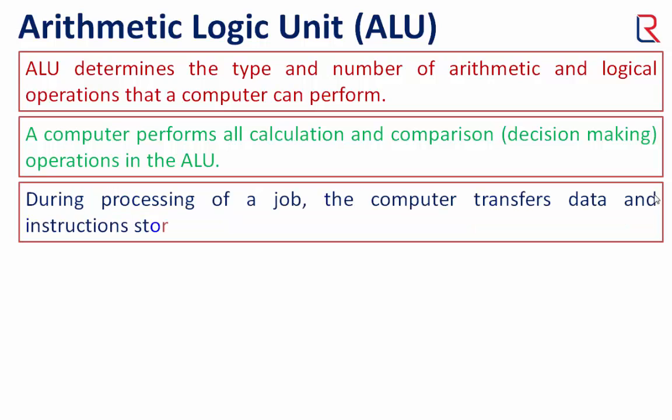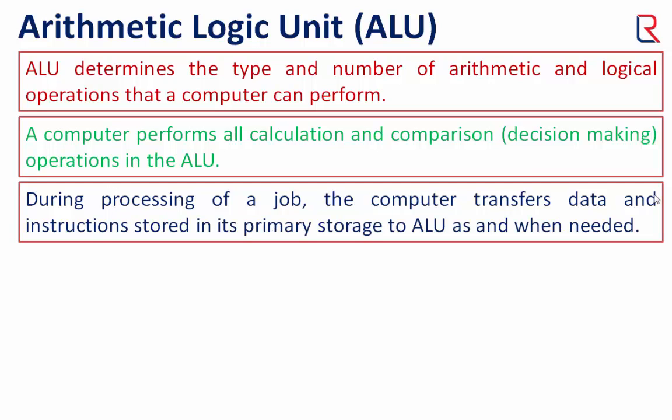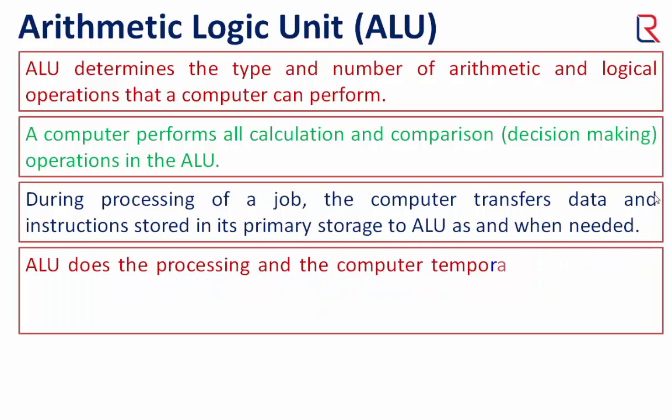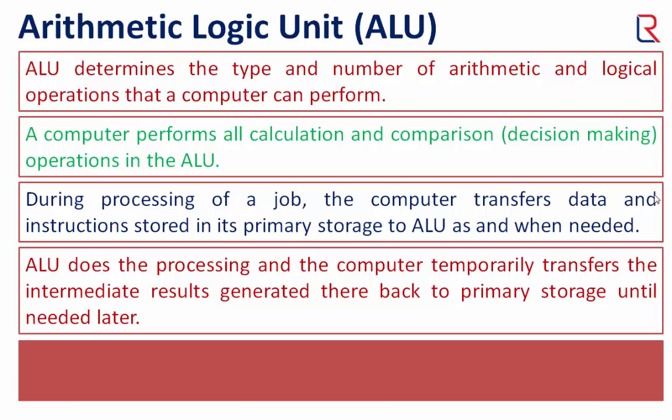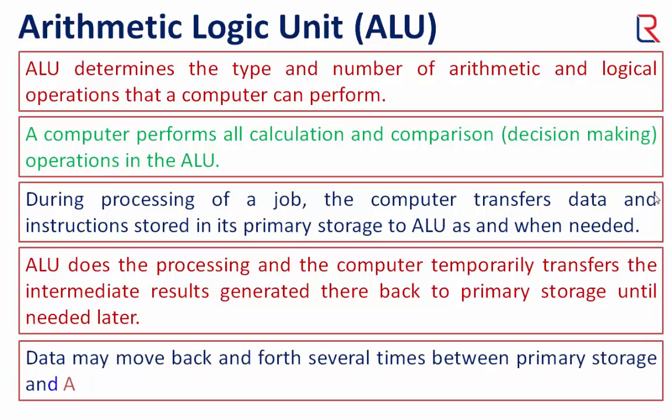During processing of a job, the computer transfers data and instructions stored in its primary storage to the ALU as and when needed. The ALU does the processing and the computer temporarily transfers the intermediate results generated there back to primary storage until needed later. Data may move back and forth several times between primary storage and ALU before processing of the job is over.